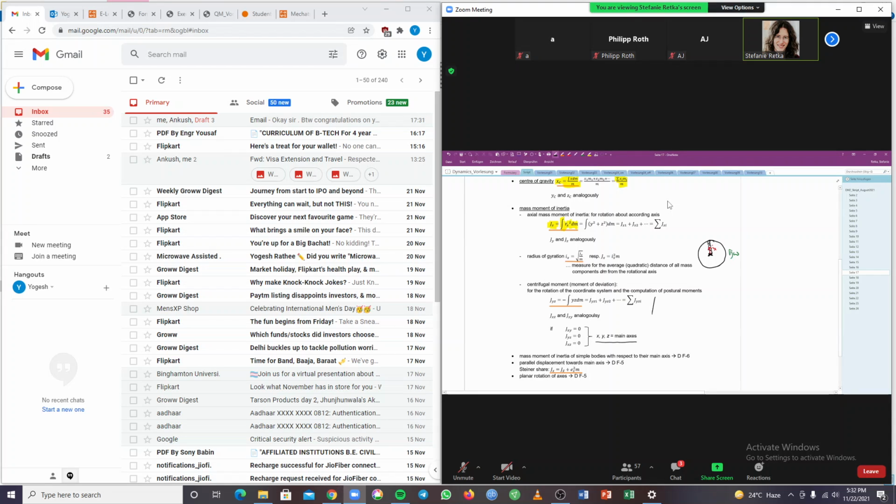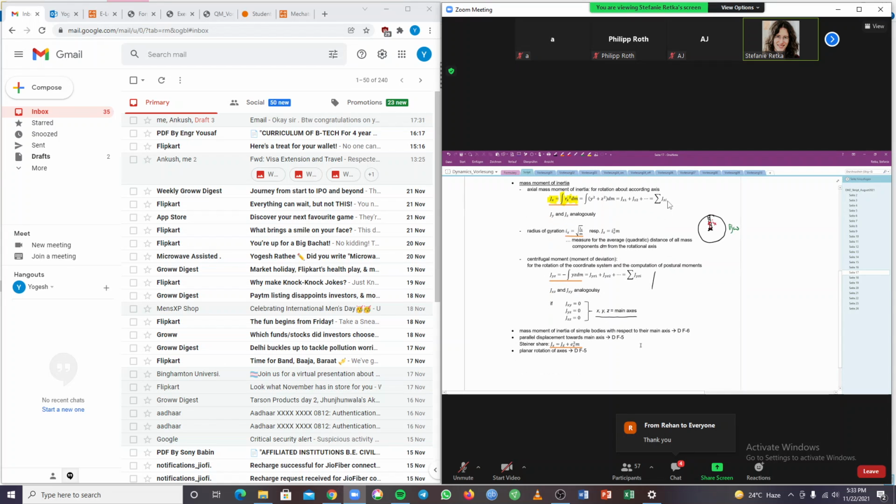Exactly. Okay, then for the mass moment of inertia of simple bodies, there are tables in the formulary. So you do not have to memorize them. You simply have to look them up and have to learn to work with these tables, which we will do in the next week. And then there are simple modifications.